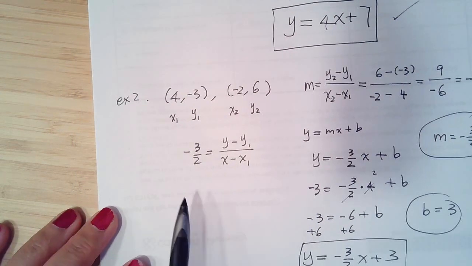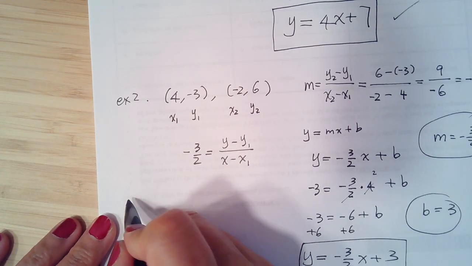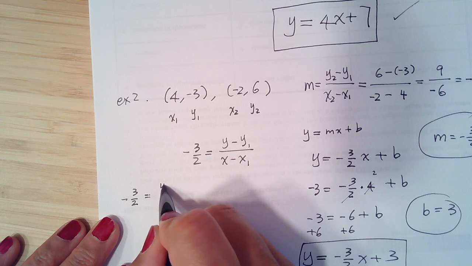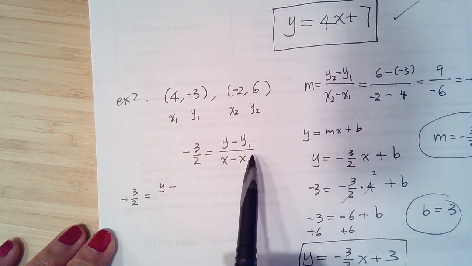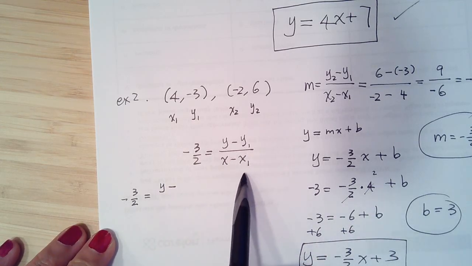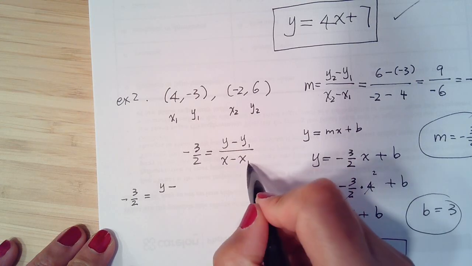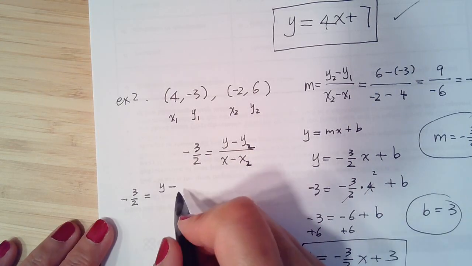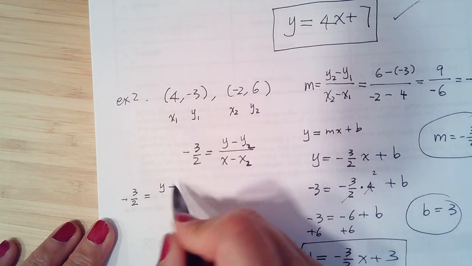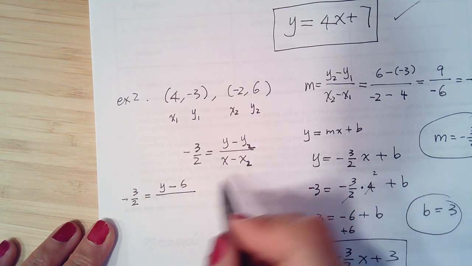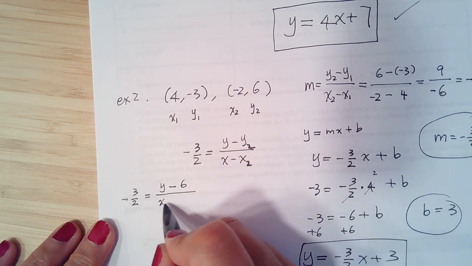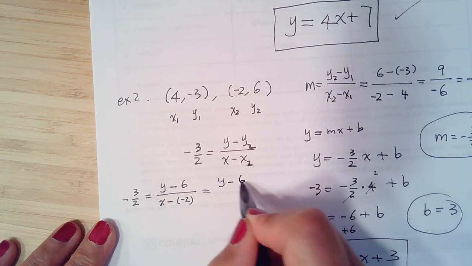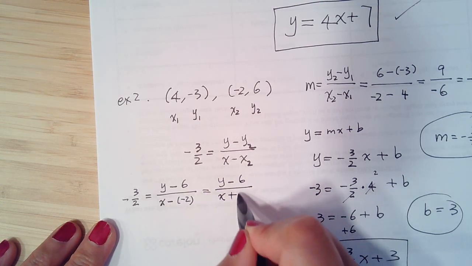Or you can just put it in here. So that's going to be -3/2 equals y minus y1 over x minus x1. So even though I put x1, y1 here, you can also put x2, y2. Let me just do that. I want to show you that it's the same. So y2 is 6, and x2 is -2. So it's going to be x minus -2, so that is y minus 6 over x plus 2.